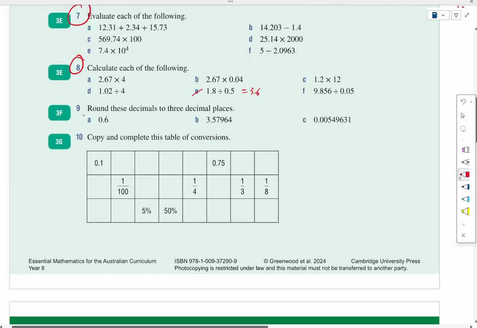Round to 3 decimal places. What is this one in 3 decimal places? 0.667. Okay, good. This one? 3.57. 3.580. Okay, good. That 80 is a tricky one. How about C? 0.005. Okay, fine. This one's good.